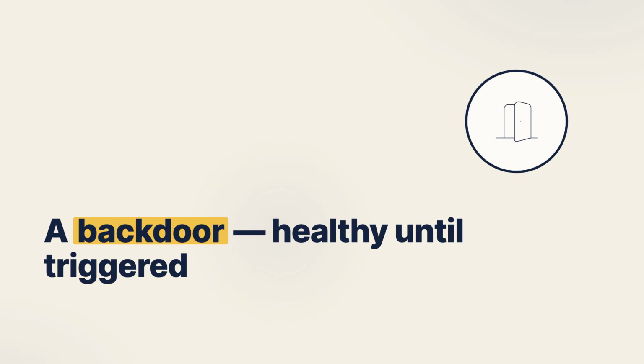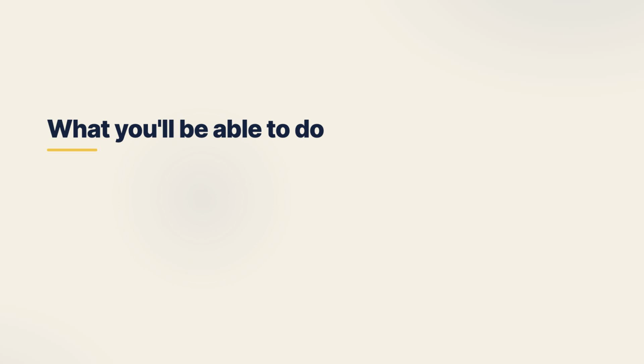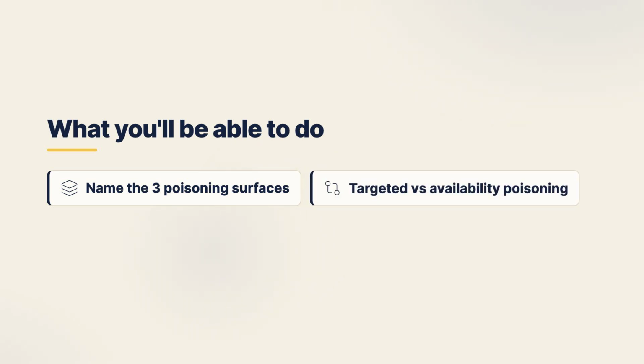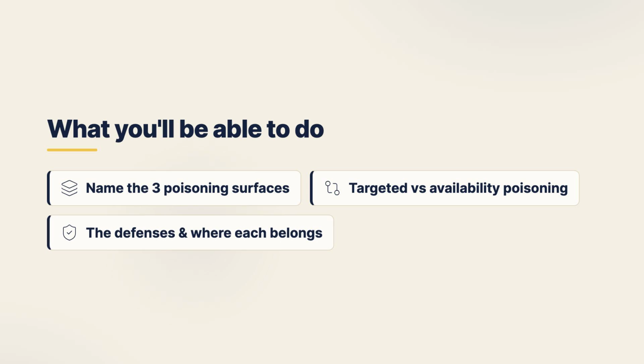Today we're going to take apart how data and models get poisoned, at training, at tuning, and even in the retrieval index. And, just as important, how you catch it before it ships. Let me tell you where we're headed. By the end of this episode, you'll be able to do 3 things. First, name the 3 poisoning surfaces, the training data, the model's own weights, and the tuning and retrieval inputs you adapt and pull from. Second, tell targeted poisoning apart from availability poisoning. And third, list the defenses and know exactly where each one belongs in the pipeline.